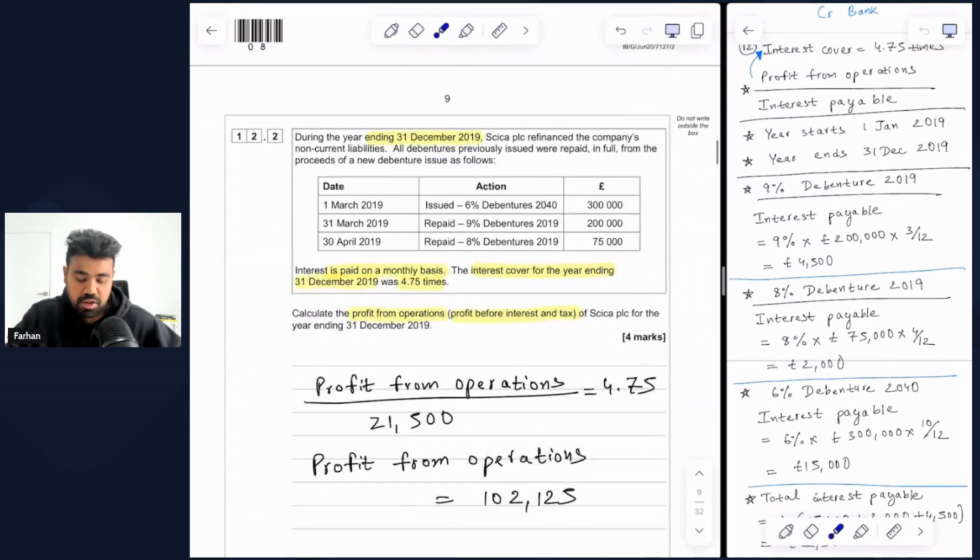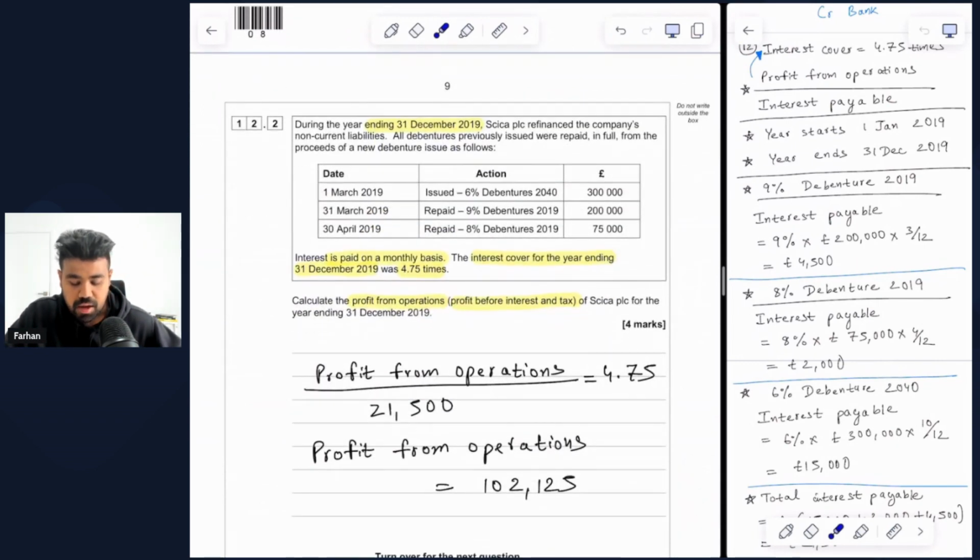During the year ending 31 December 2019, Syca PLC refinanced the company's non-current liabilities. All debentures previously issued were repaid in full from the proceeds of a new debenture issue as follows. So what we can understand is that on 1 March 2019, the company issued new debentures.